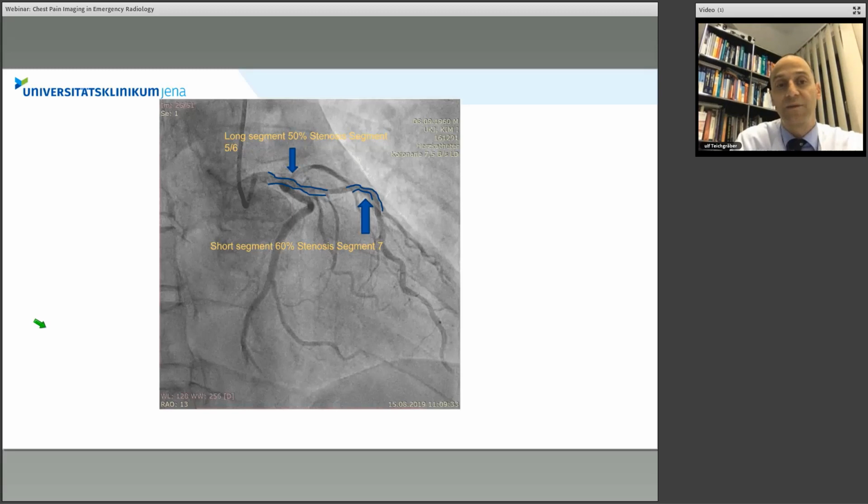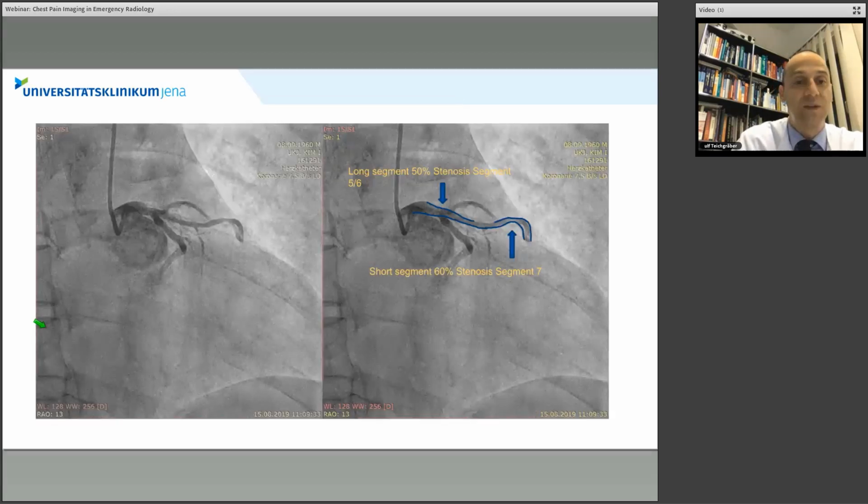We had a long segment, 50% stenosis in segment 5 and 6 here. That means the main stem stenosis of 50%. And then in segment 6, we also had 50% stenosis and also a short segment stenosis of 60% in segment 7. So this is something which needs to be treated, and also long segment stenosis, as you can see here again.